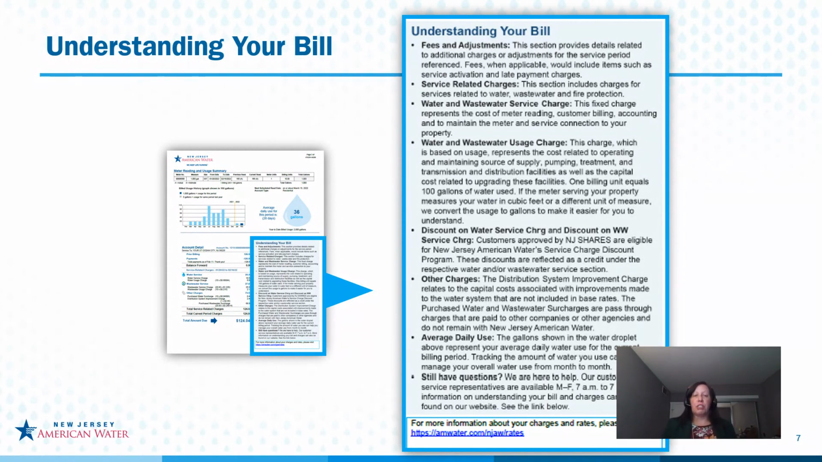And then you have other charges. The other charges section represents, and the description here provides information on, the surcharges on our bills. And those surcharges are related to our Distribution System Improvement Charge, or DSIC, as well as the Purchase Water Adjustment Clause, PWAC, and the Purchase Sewer Treatment Adjustment Clause, PSTAC. The PSTAC and the PWAC are pass-through charges.